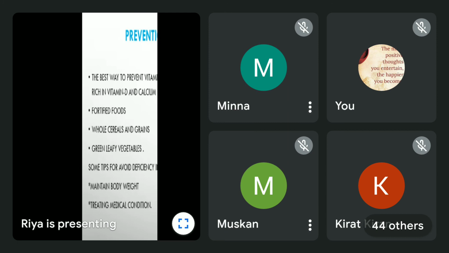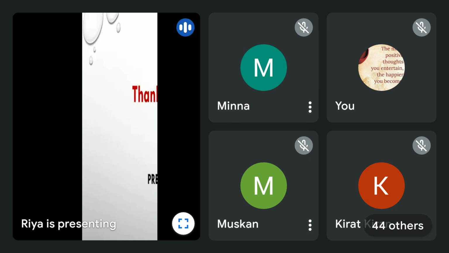Prevention. The best way to prevent vitamin D deficiency is to eat foods that are rich in vitamin D and calcium, like fortified foods, whole cereals and grains, and green leafy vegetables. Some tips to avoid deficiency include maintaining body weight and treating medical conditions. Thank you.